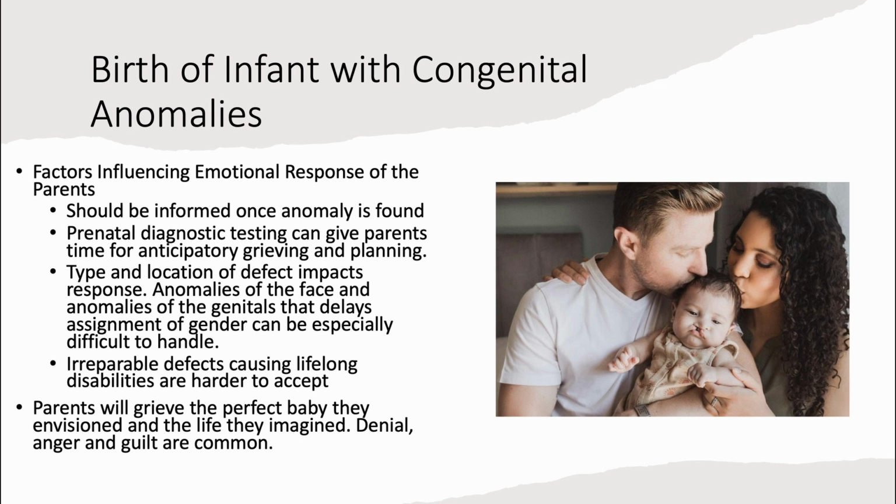The impact, sometimes the type of defect and where it's located, can make things easier or harder. Things that are very visible, like the face, or anomalies of the genitals that delay assignment of gender. Some babies will come out with ambiguous genitalia where you can't tell if it's a boy or a girl, and that's obviously very hard on the parents. They don't know if this baby is a boy or a girl. They don't know what to tell their families. We have to do testing. We have to do an ultrasound to see what they have on the inside. So that's obviously not easy to deal with.